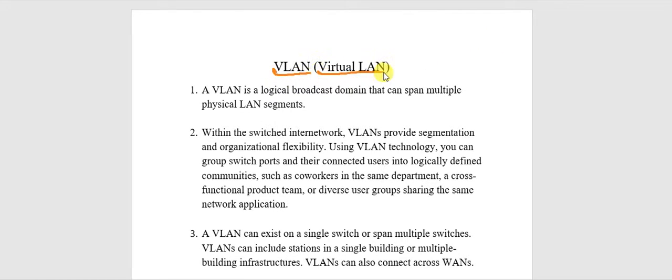Now, what is a VLAN? A VLAN is basically a virtual LAN. Means we have a switch, and this switch has 24 ports. This is a single switch, but if we apply VLANs on this switch, we are dividing this switch into multiple broadcast domains.